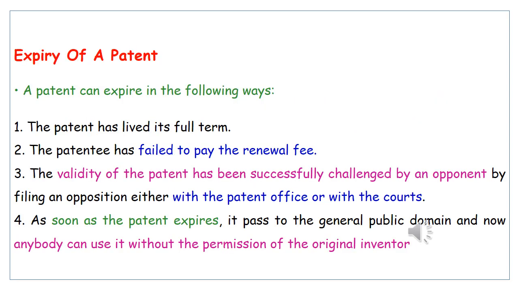What are the reasons for expiry of a patent? A patent can expire in the following ways. The patent has lived its full term. The patentee has failed to pay the renewal fee. The validity of the patent has been successfully challenged by an opponent by filing an opposition either with the patent office or with the court. As soon as the patent expires, it passes to the general public domain and now anybody can use it without the permission of the original inventor.